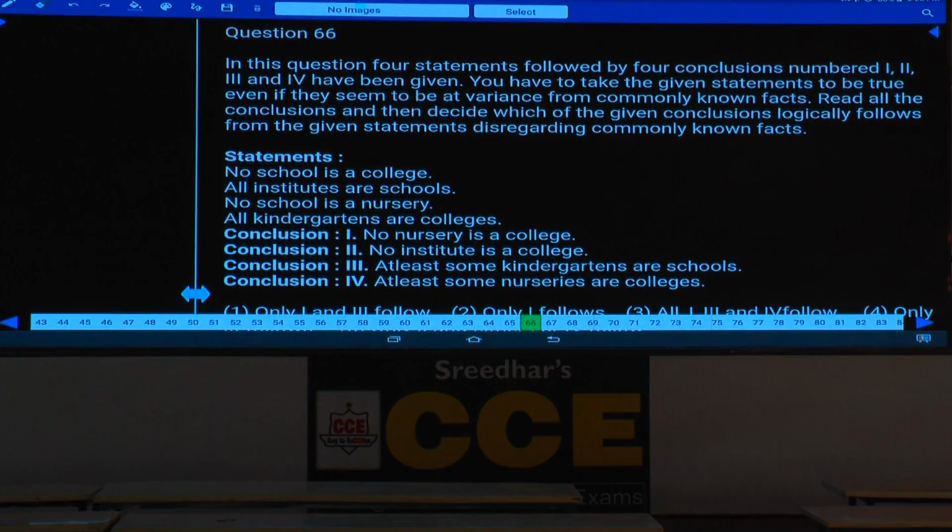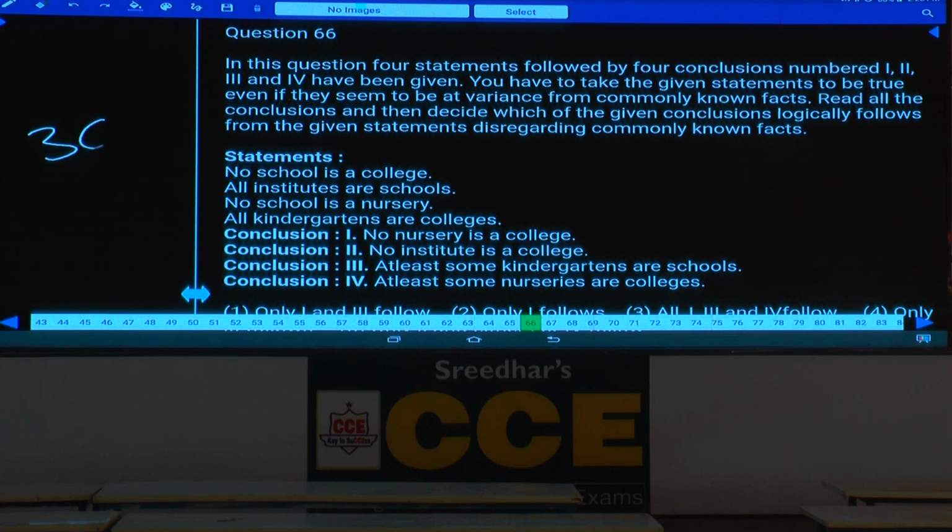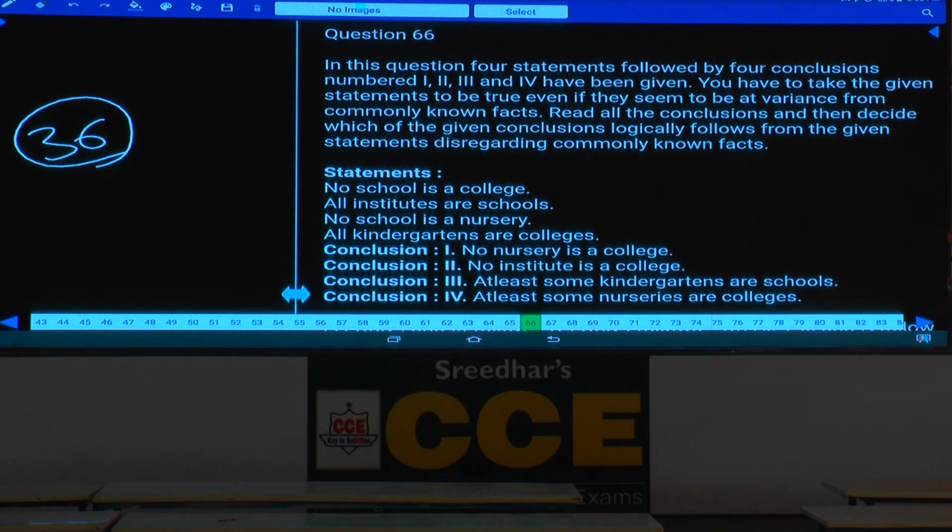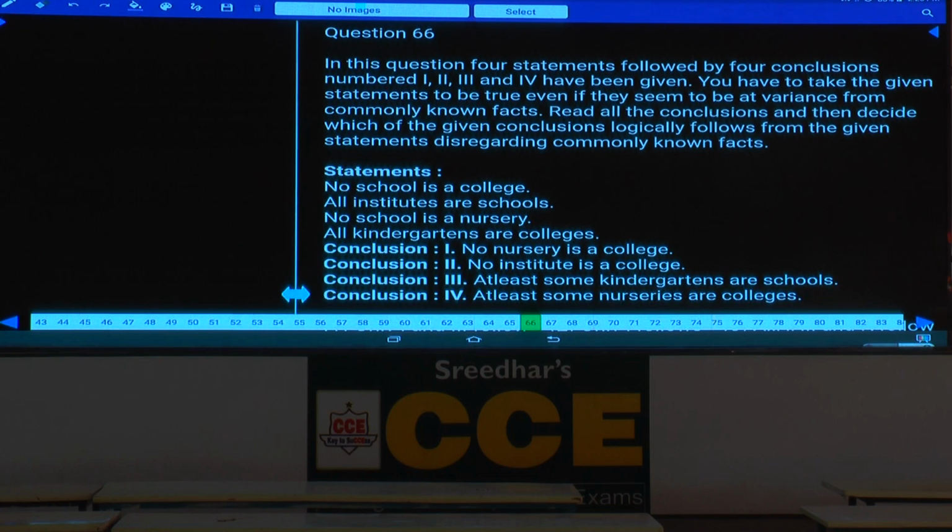Paper number 36. Question number 66 to 70. Now these 5 questions, question number 66 to 70, come under syllogisms. Read all the conclusions and then decide which of the given conclusions logically follow. Now the questions are about what logically follows.